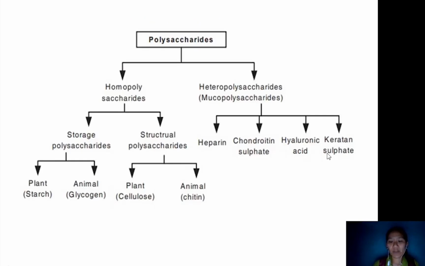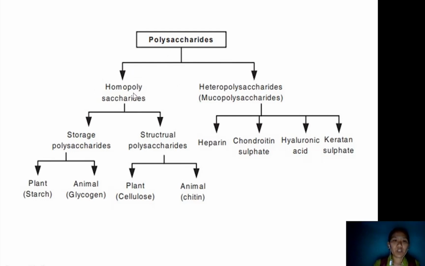Now let us look at a brief classification of polysaccharides. Polysaccharides are classified based on the monomers present. If all the monomers present in the polysaccharide are of the same type, we call them homopolysaccharides. And if they are of different types, then heteropolysaccharides. So homopolysaccharides and heteropolysaccharides are the 2 types of polysaccharide depending upon the type of monomers present in them.